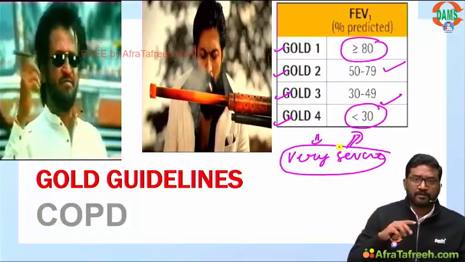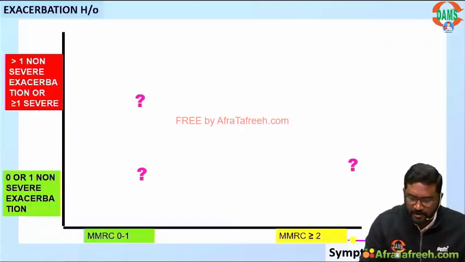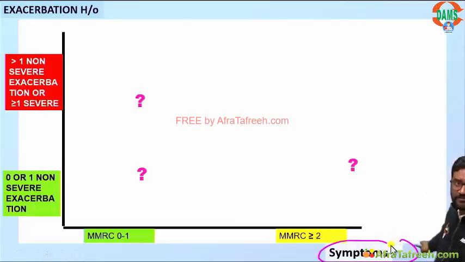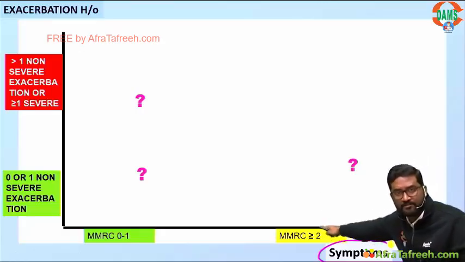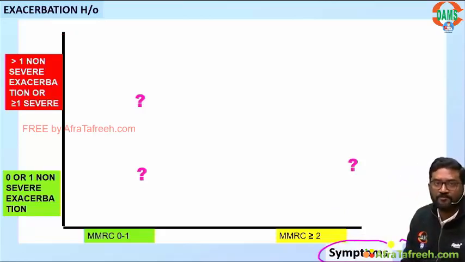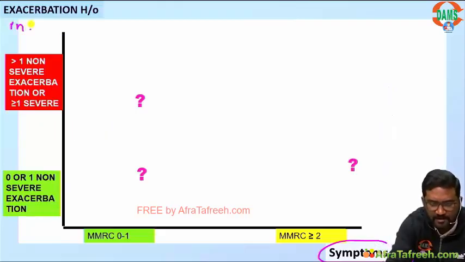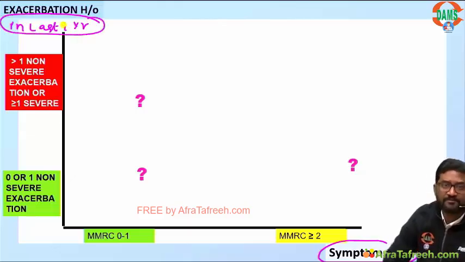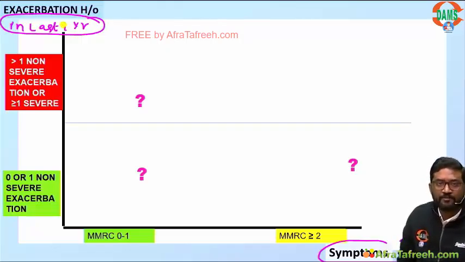Then coming to the COPD treatment algorithm, it is based on a graph. On the horizontal axis, there is patient symptoms, students. We divide the symptoms into fewer symptoms and more symptoms, meaning a higher grade of breathlessness. So we use a scale called MMRC, Modified Medical Research Council. And on the vertical axis, we use the patient's exacerbation history in the last 1 year, how many times the patient has worsened. With this, we divide patients into fewer exacerbations and more exacerbations.